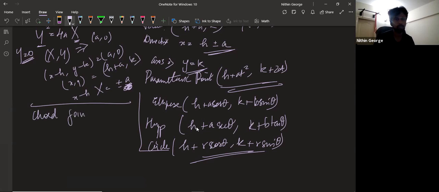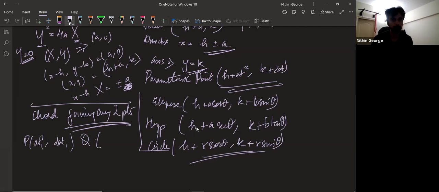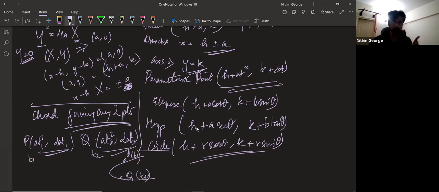joining any 2 points on the parabola. So first you have to define 2 points. I'll take P as (at1 square, 2at1) and point Q will be (at2 square, 2at2). This is a parametric representation. So there are two parameters t1 and t2 used to define 2 points P and Q on the parabola. P is defined by parameter t1 and Q is defined by parameter t2. Clear or not?